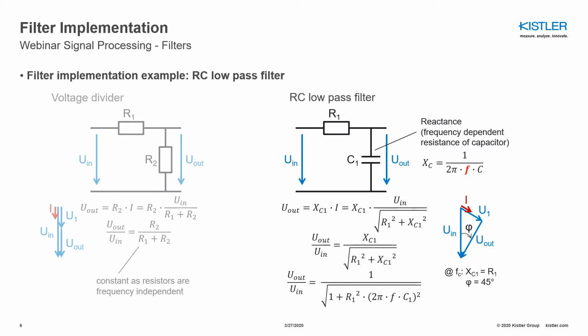So that means when I'm increasing the frequency, the reactance of the capacitor is decreasing. Since the output voltage is still proportional to this resistance of the capacitor, this means also that the output voltage is changing with my frequency. So now when I'm changing the frequency of my input signal, the amplitude of the output signal is changing as well. And in this case, since the reactance is decreasing when I'm increasing the frequency, the output voltage is decreasing as well, and this equals a low pass characteristic.